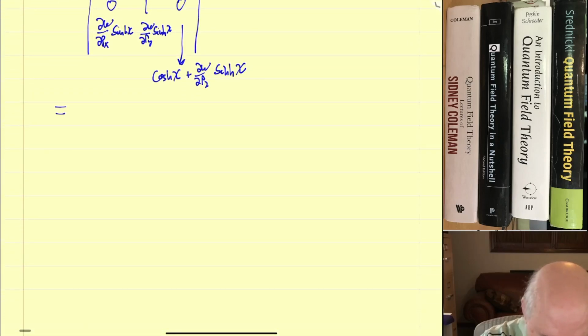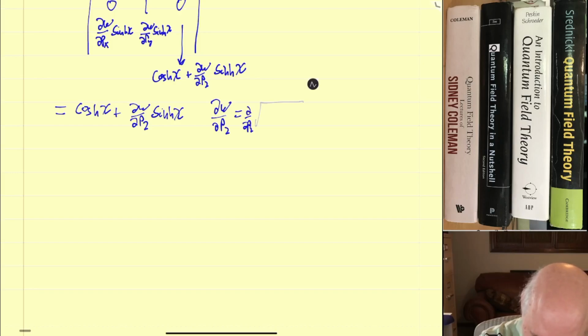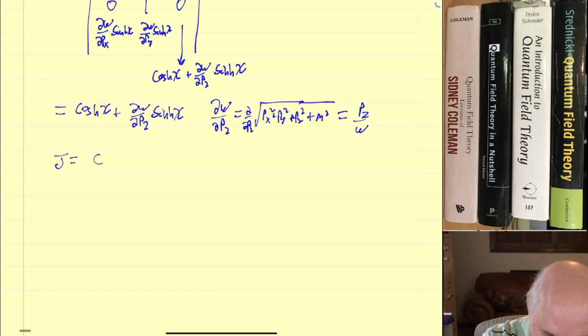Okay, and then when you work out this determinant, which is trivial because we have the 1s, it's just hyperbolic cosine chi plus the partial of omega with respect to pz hyperbolic sine chi. And we can easily compute the partial of omega with respect to pz, the partial of pz of the square root of px squared plus py squared plus pz squared plus m squared. And this is just equal to pz over omega. So this leaves us with J equal to hyperbolic cosine chi plus pz over omega hyperbolic sine chi.